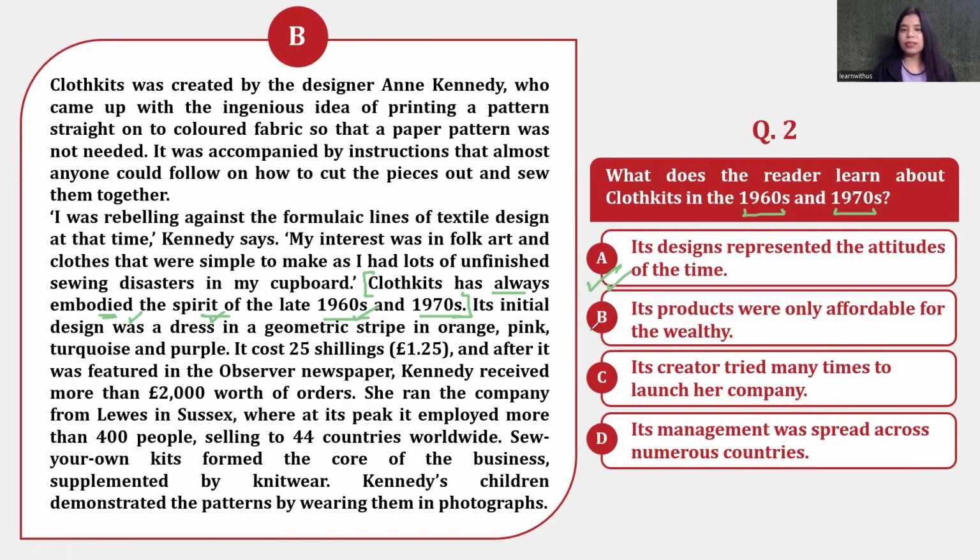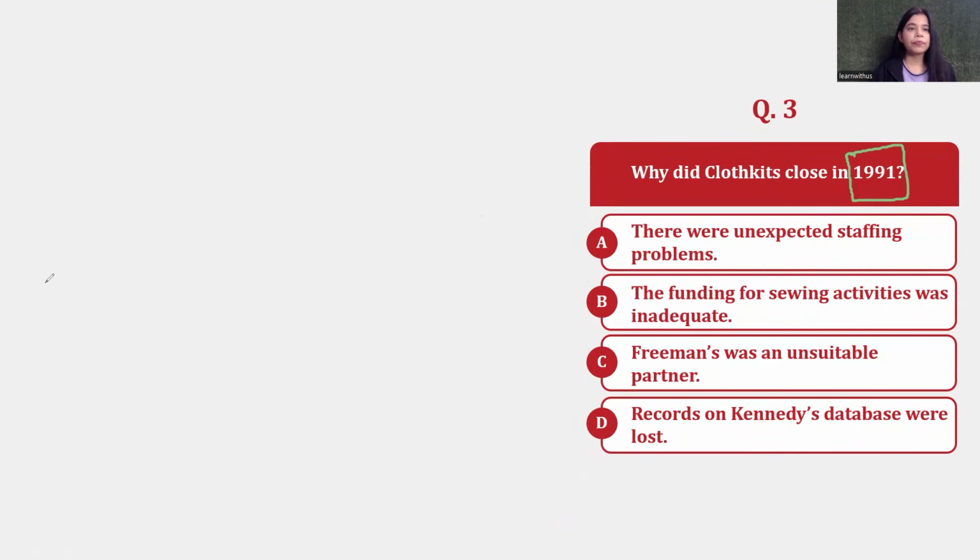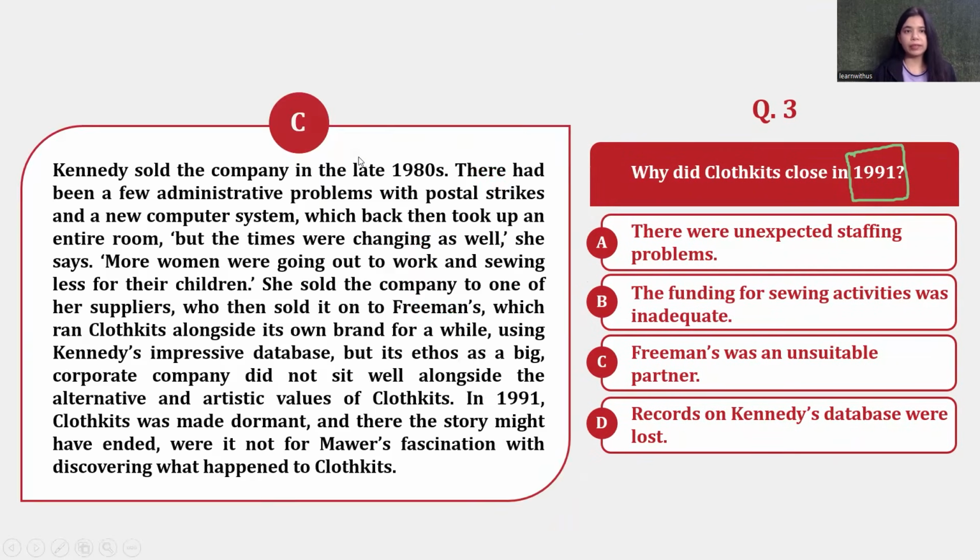So you saw yourself how easily B and C were eliminated. So the main choice comes down to the last two options after elimination, which you need to read very carefully and intricately to get the correct answer. Now let's move to the next question. And it says over here, why did cloth kits close in 1991? So again, we have a number. Now let's see what the text over here says.